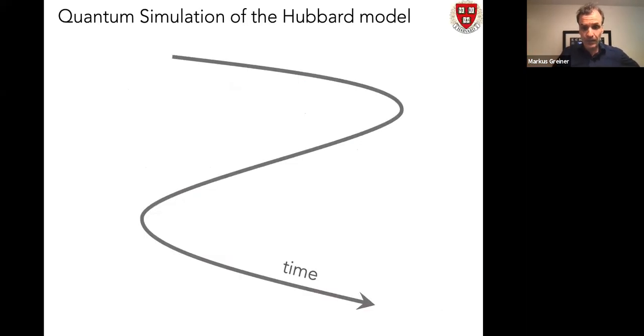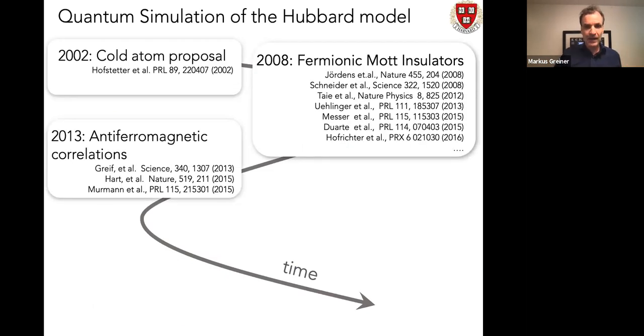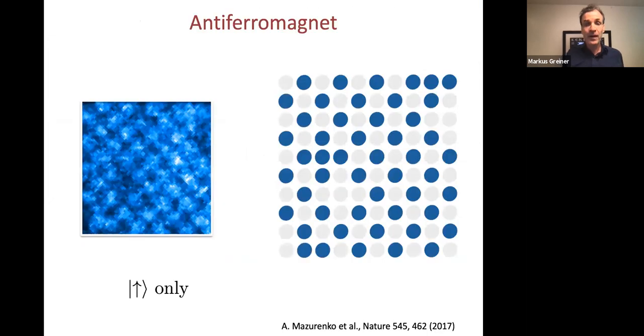Okay, so we are working on simulating that, and we have come pretty far. We're able to create antiferromagnets. So we have entered this phase diagram I just showed you into the antiferromagnetic phase, where we have antiferromagnetic correlations across the entire sample.